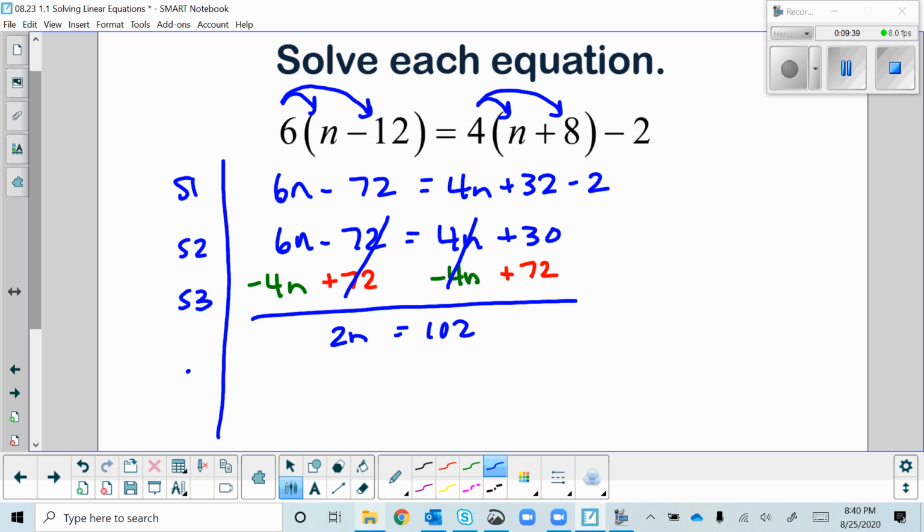And this is where step 4 comes in, to divide by the coefficient. And n equals 51.